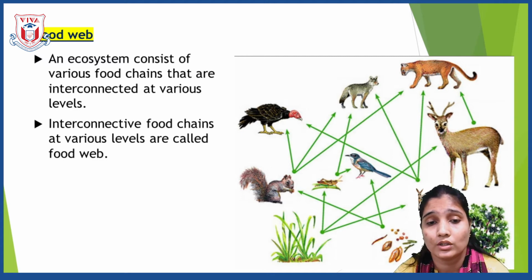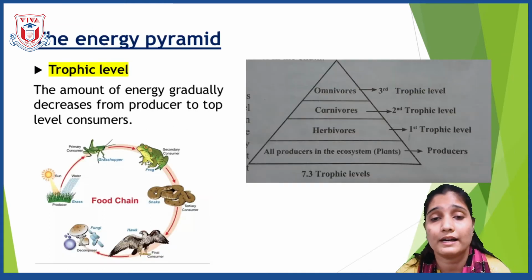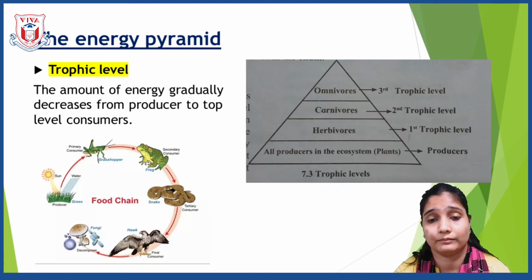So interaction between the food chains is also known as food web. Interconnected food chains at various levels are called food web. So let's start with energy pyramid. In energy pyramid, first topic is trophic level. Trophic level म्हणजे काय?